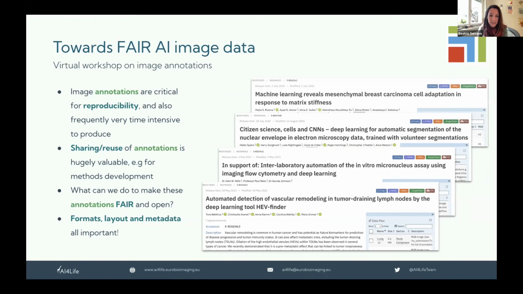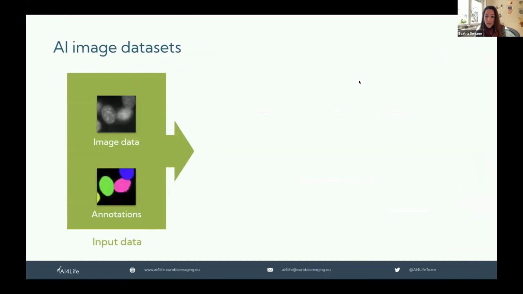And of course, metadata is very important here. There are many AI datasets. You can see here a few papers that are published in which they are using AI for their analysis, but there's no standardization at the moment. And sometimes the metadata is incomplete, or there are many different formats, in both the images and the annotations and so on. So the workshop was about discussing this and trying to find an agreement on those aspects.